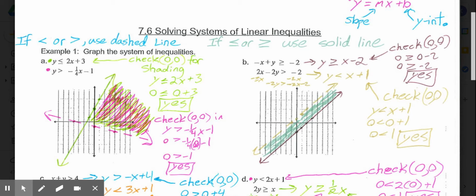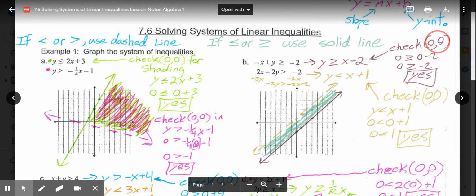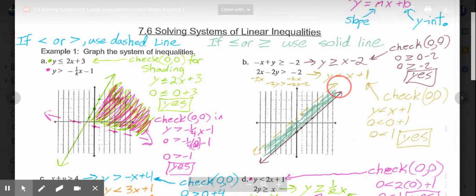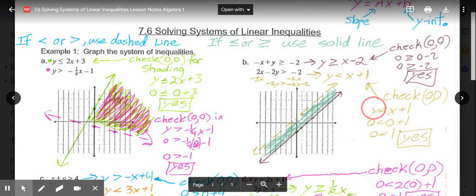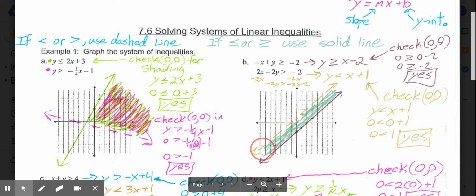Where are we shading? So with the top equation, check in 0, 0 to find out for my shading. So put a 0 in for x and y, we end up with 0 is greater than or equal to negative 2. That is true, so we would shade above this line toward the 0, 0. With our bottom equation, putting in 0, 0, is 0 less than 0 plus 1? So 0 is less than 1. Yes, that's true. So we would shade below the golden line here. So our region is shaded in between these two lines.